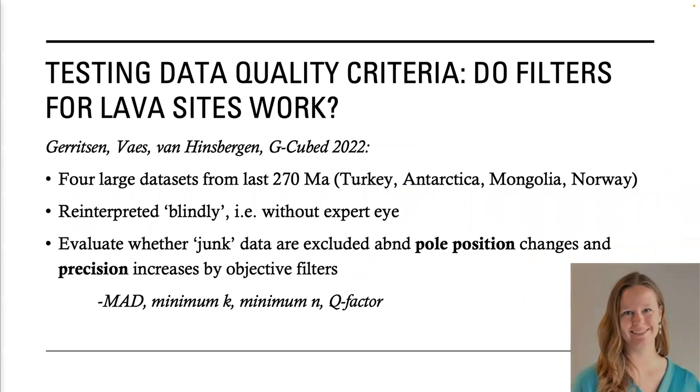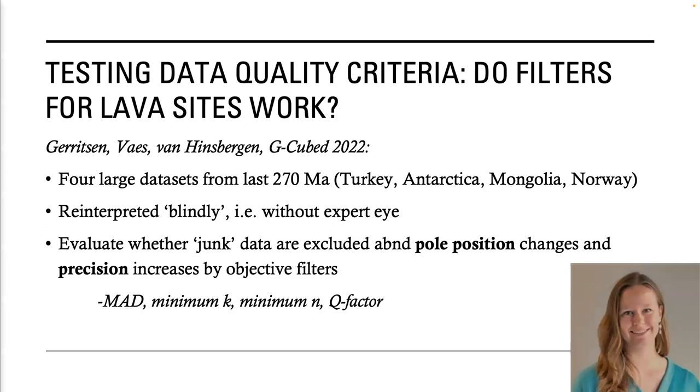who has tested. We have studied 4 large data sets, of which we had the data on site level: from volcanic provinces in the Miocene of Turkey, from my work; Antarctica, from Lisa's group; Mongolia in the Cretaceous, from my work; and Norway in the Permian, from work at the Fort. And I reinterpreted this blindly. So I have simply interpreted directions or ChRMs by saying everywhere between 20 and 60, that is my ChRM, regardless of whether this is junk or not. So in the data set that we have is definitely 20-30% junk, probably not in Lisa's, but certainly in mine.